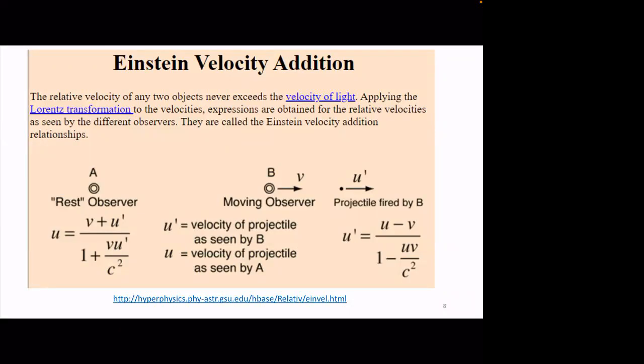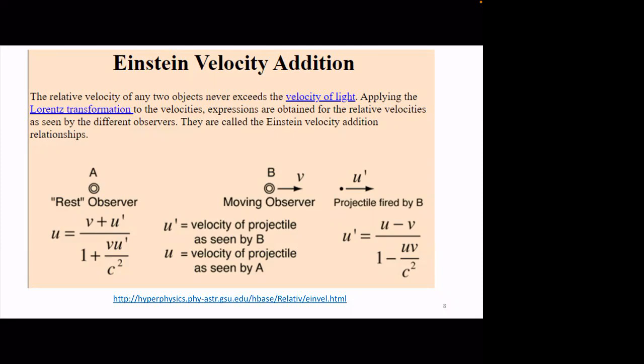So if the train is going at V and you're going at U prime, the person on the ground sees you traveling at U, which is V plus U prime, the sum of the speeds, divided by 1 plus the product of the speeds divided by the square of the speed of light. So the speed of light is 186,000 miles a second. It's incredibly fast.